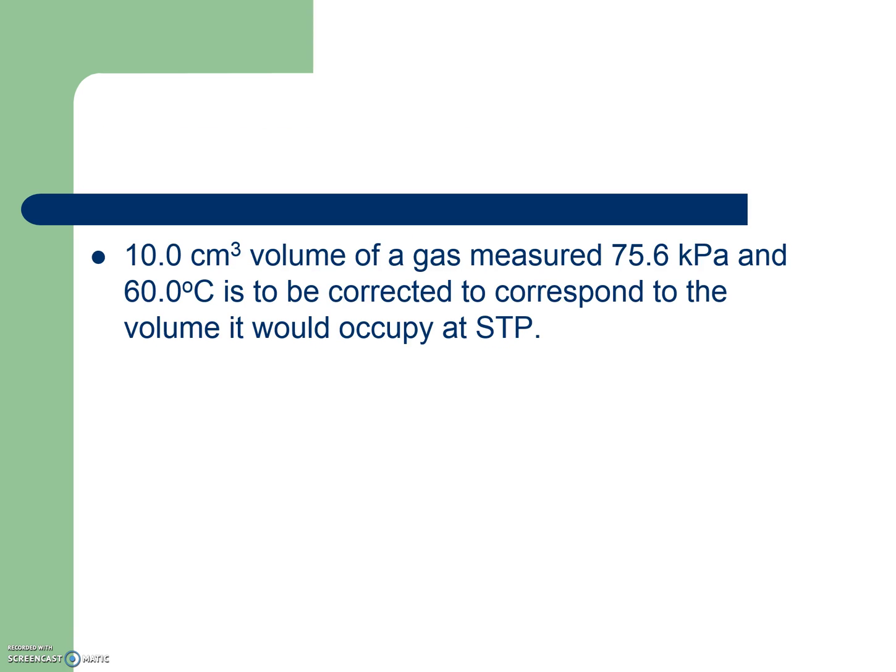So if we have a problem where something like a 10 centimeters cubed volume of a gas is measured at 75.6 kilopascals and 60 degrees Celsius, I'm going to make a little list: V, P, T, and V, P, T. My volume is 10 centimeters cubed. My pressure is 75.6 kPa. My temperature is 60 degrees Celsius, which plus 273 gives me 333 Kelvin. And it's corrected to correspond to the volume it would occupy, so that's what we're looking for. What is the volume that it occupies at STP?